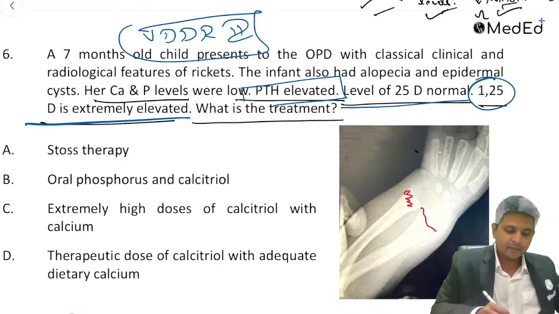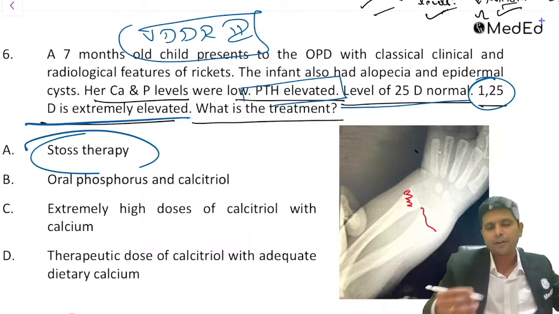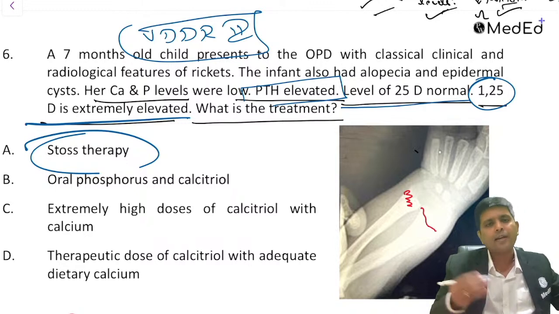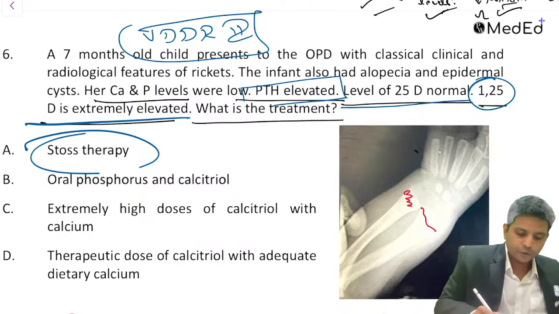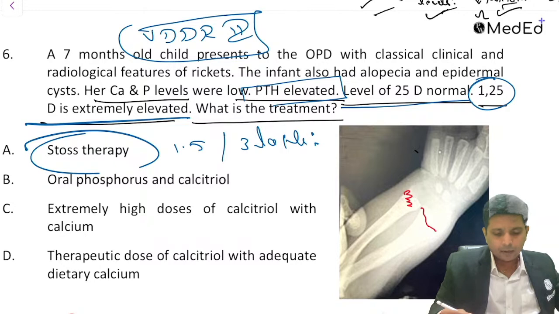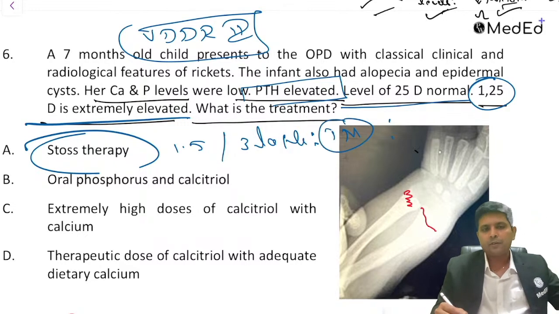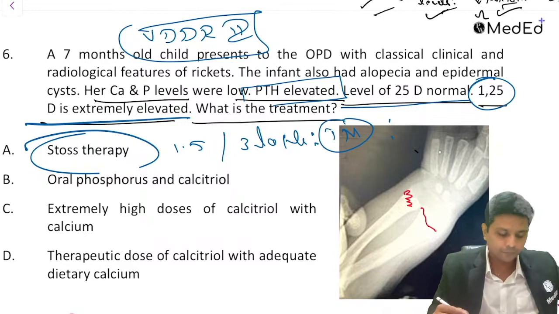What is the treatment? Stoss therapy was mainly meant for nutritional rickets previously. Right now we are not using it. Still, if compliance is poor, you can rely on stoss therapy, in which you will give either 1.5 lakhs or 3 lakhs of vitamin D IM. Previously it was 6 lakh international units, but it is not followed right now.